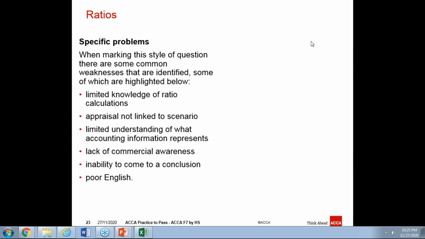Okay. Limited understanding of what the accounting information represents. This is one of the problems for the students, that they are not even able to understand the impact of the acquisition of an asset or disposal of an asset. And lack of commercial awareness, they don't have knowledge about the difference between the service industry, the trading business and the manufacturing concerns. They all have different concerns, different issues, and you should know at least the basics of these things. Inability to come to a conclusion, and the most important thing is poor English.